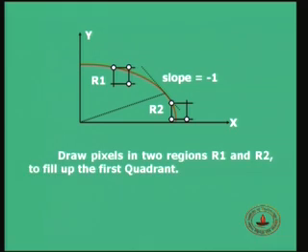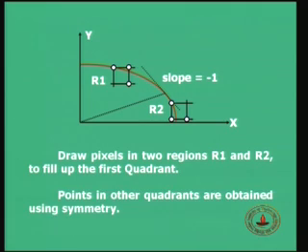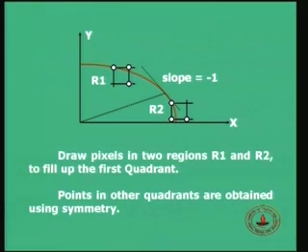So the task is to draw pixels in both these regions R1 and R2, and that helps us to fill up the pixels in the first quadrant. The points in the other quadrants I just informed you earlier are obtained using symmetry. That means once you have obtained all the points in region R1 and the remaining points in region R2, this helps you to obtain all the points in the first quadrant. If you find the points in region R1 and then the points in region R2, together they form the points in the first quadrant, we know that.